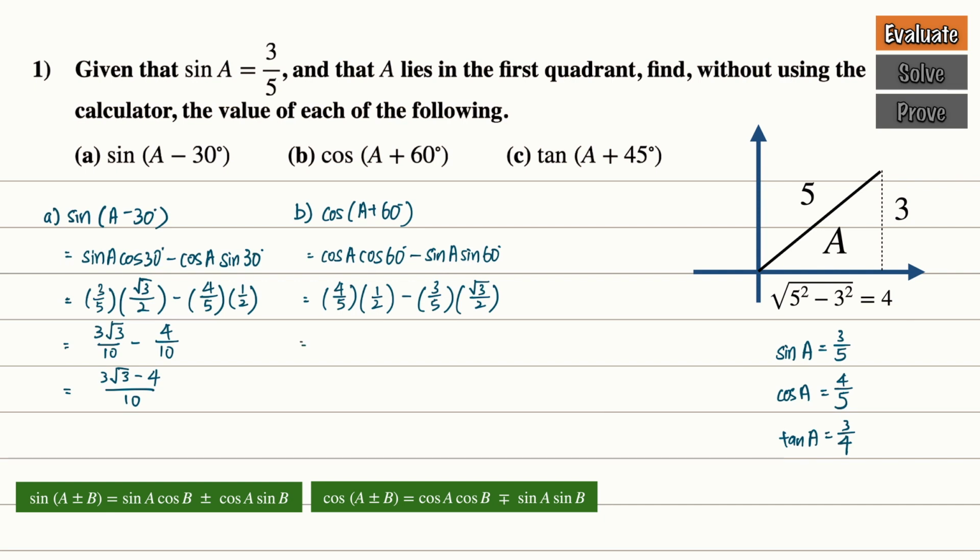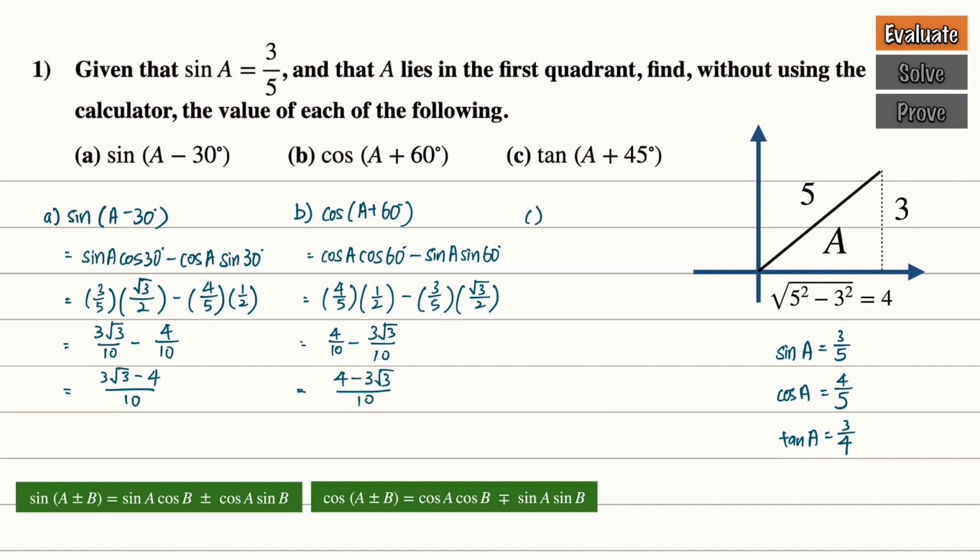Wherever you go, when you're brushing your teeth or when you're on your journey to school, memorize the special angle so that it can benefit you in doing such questions. Alright, simplifying, we will have 4 over 10 minus 3 square root 3 over 10, which gives us an exact value of 4 minus 3 square root 3 over 10.